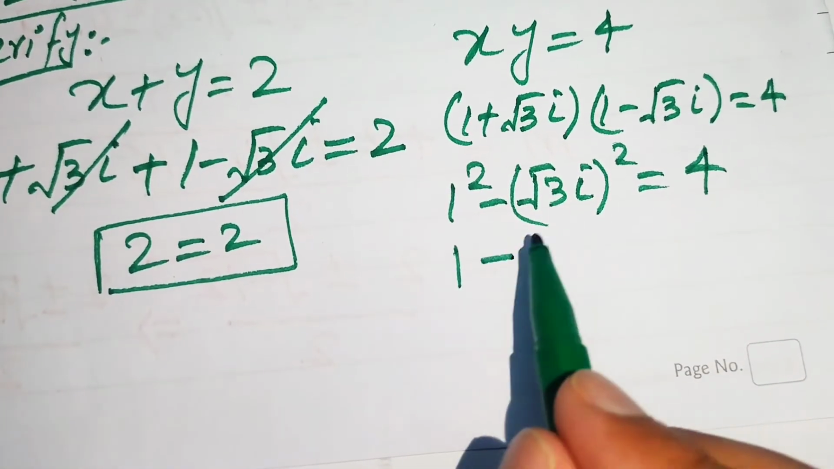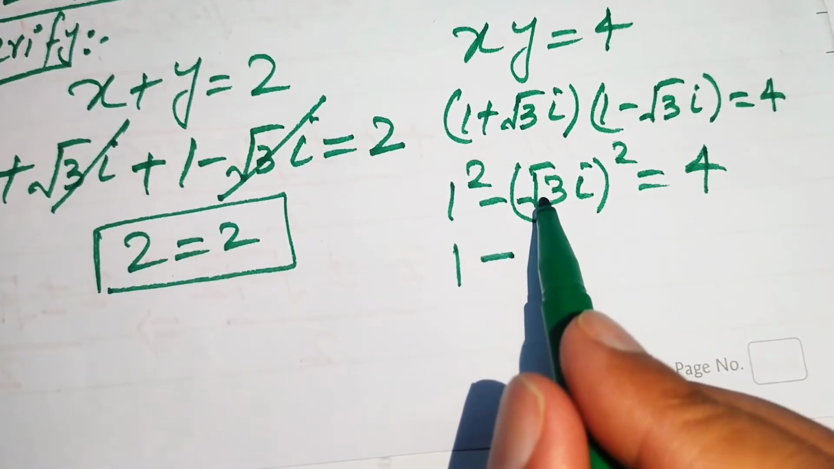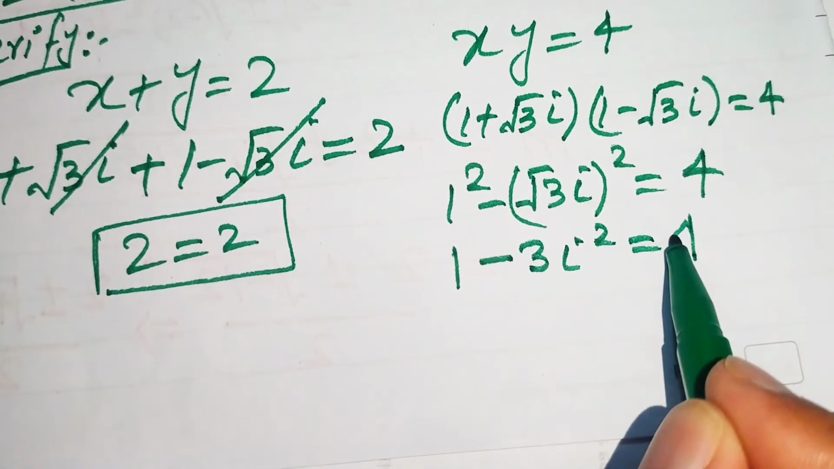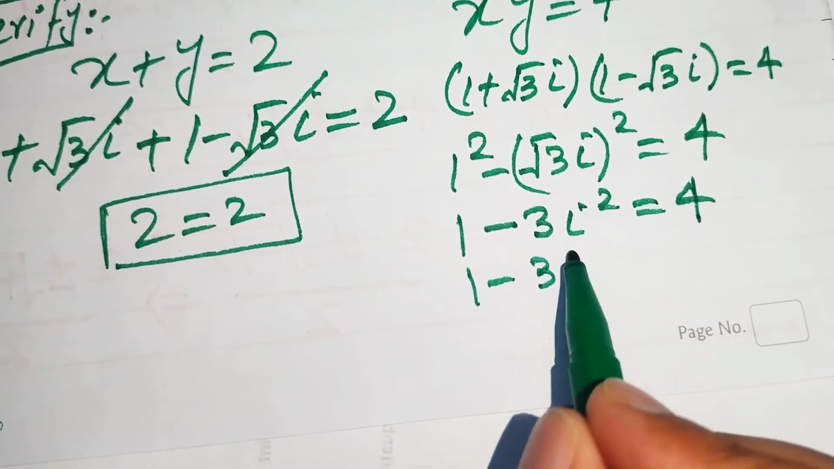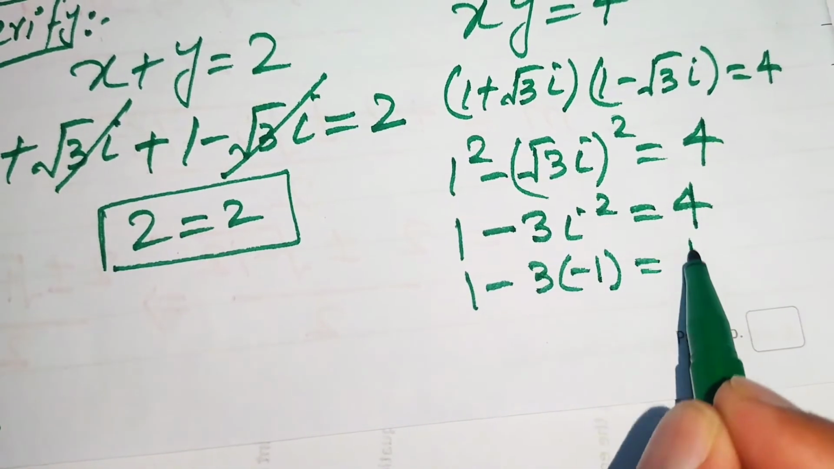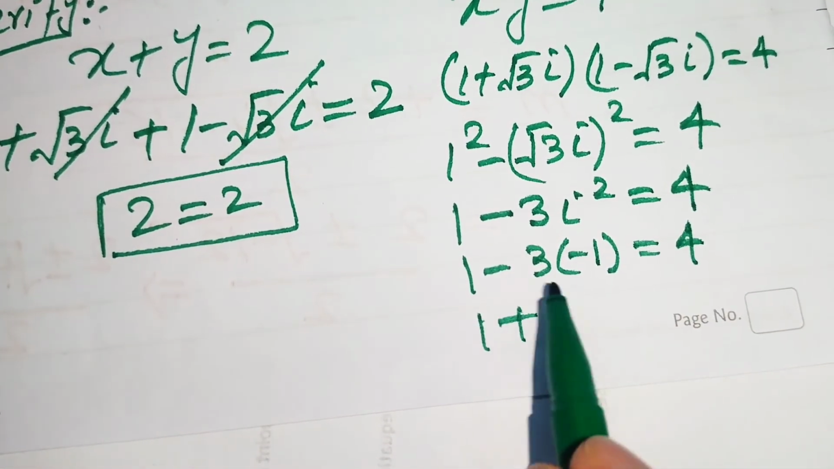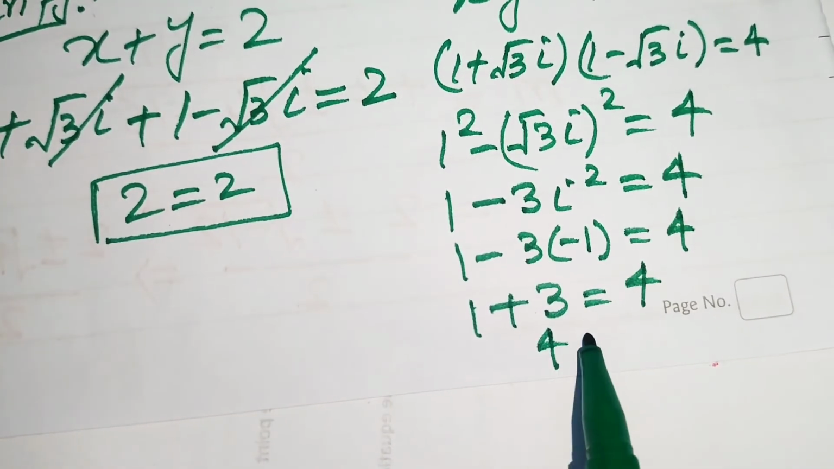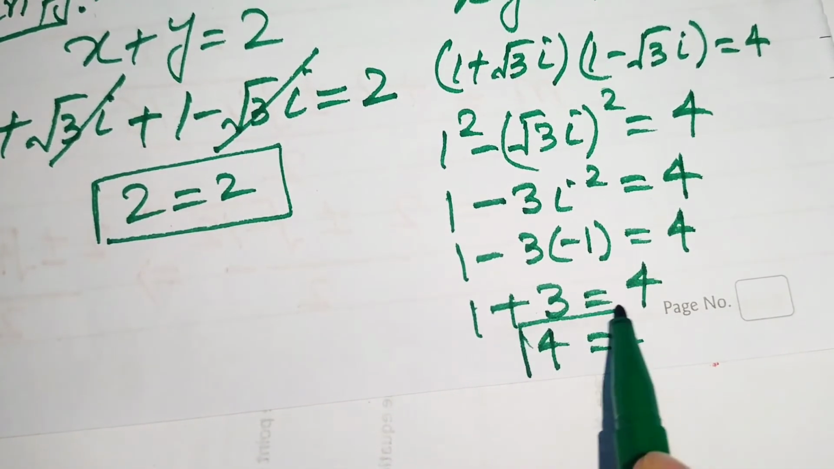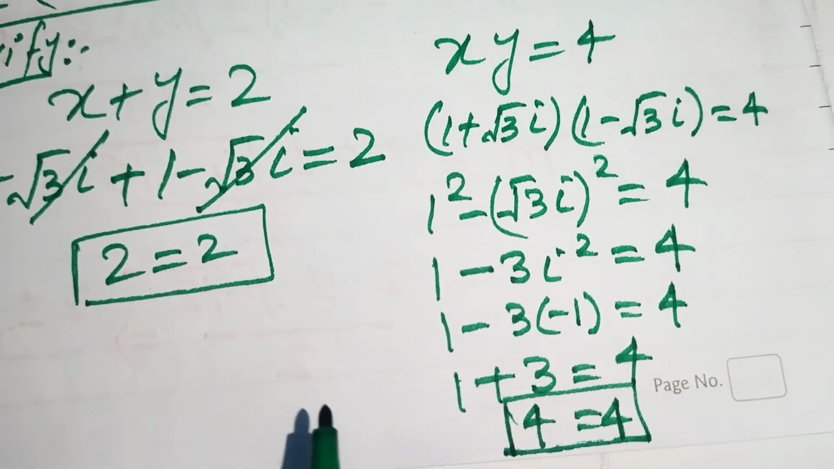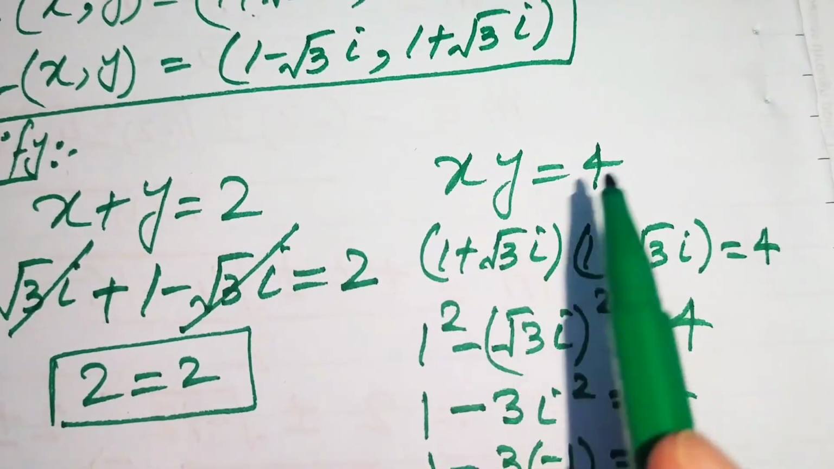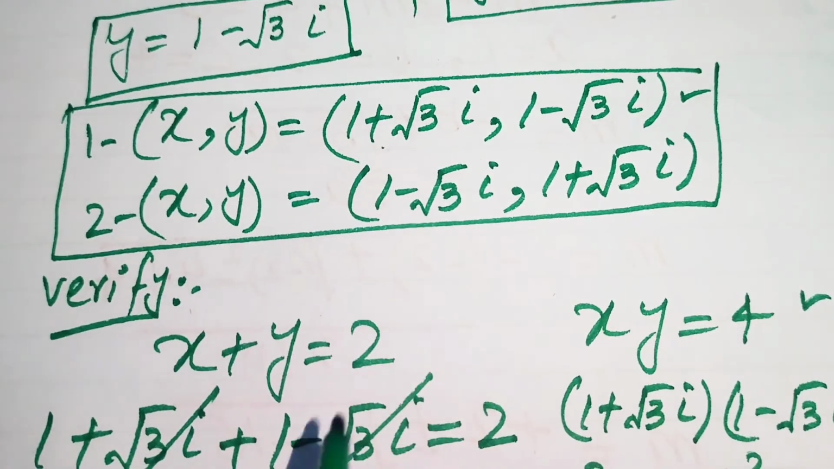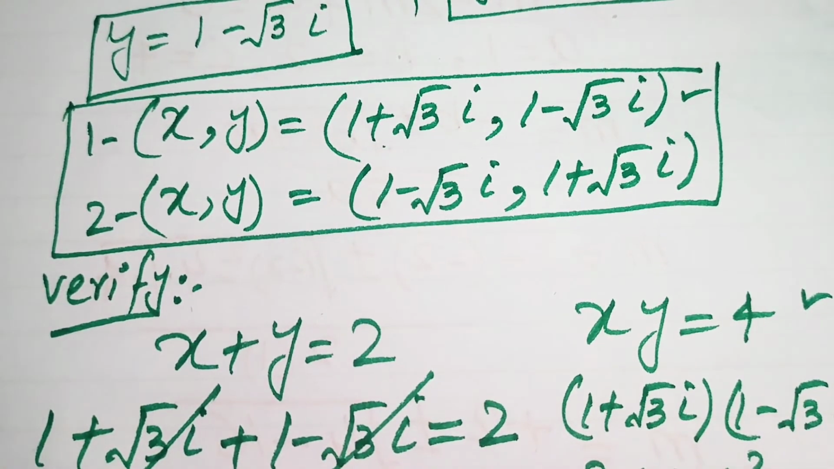So 1 square is 1, the square of square root of 3 is 3, and iota square is iota square, and we know that the value of iota square is minus 1. So minus times minus becomes plus 3, and 1 plus 3 is 4, equals 4. This shows that the values of x and y also satisfy the second equation. So both of these solutions satisfy the given equations, and this is the final answer.